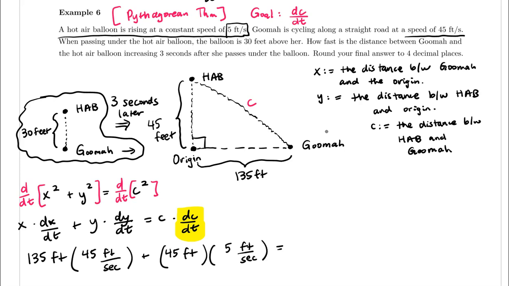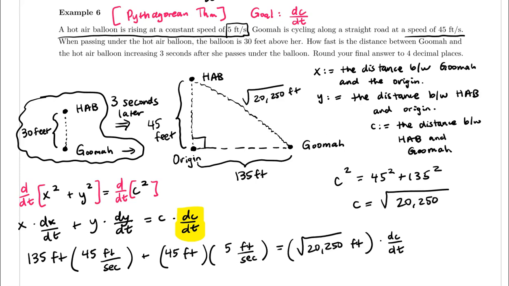And then c, once again, we will need to use the Pythagorean theorem to figure out what c is in that snapshot moment in time. So we have c squared is equal to 45 squared plus 135 squared. And we're going to end up with c is equal to the square root of 20,250 feet.